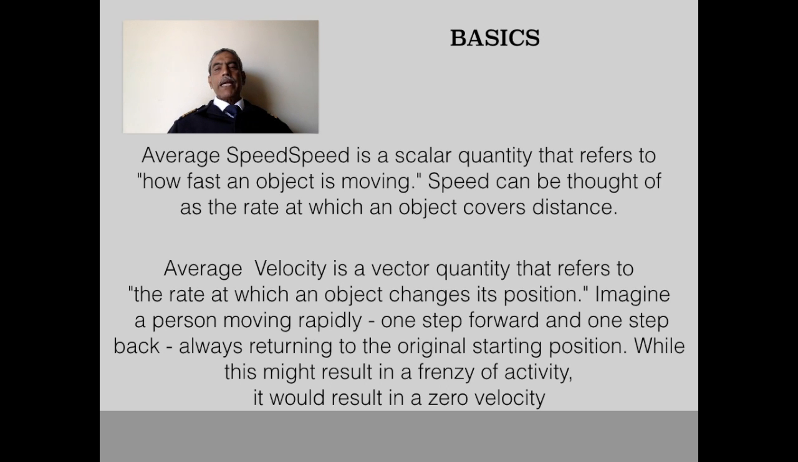Average speed is a scalar quantity that refers to how fast an object is moving. As I told you, speed can be thought of as the rate at which the object covers a distance. So in the first, let's say 1 second, it covers 5, and next 5.5, third 5.2, fourth 4.9. Then eventually you take the total distance and total time and then divide it. So we will call it average speed. Similarly, average velocity is a vector quantity, as we described, where we are averaging out 2-3 readings, you can say. That's important.